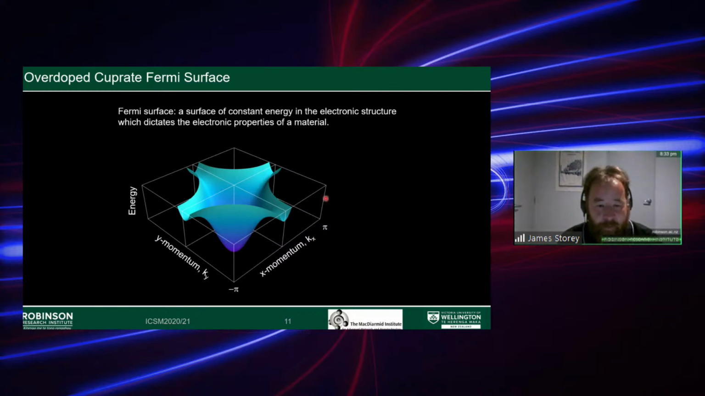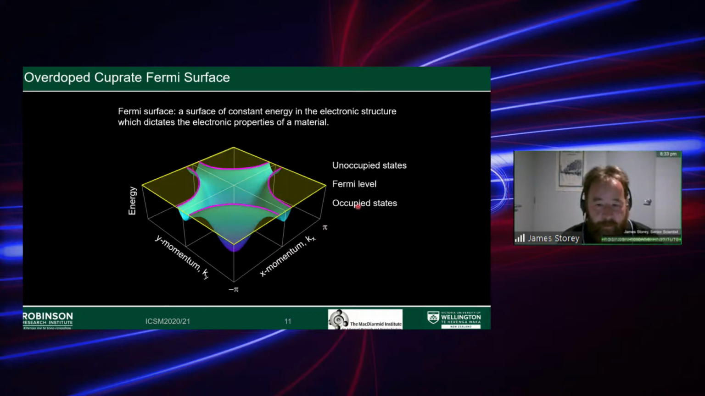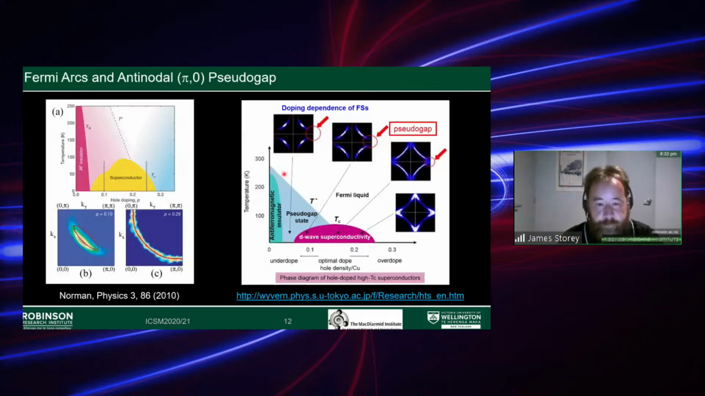This is what we expect the overdoped electronic structure to look like. And obviously the Fermi surface is that region separating occupied from unoccupied states, and is hole-like because it encloses the unoccupied states. In 1998, angle resolved photoemission showed us that the pseudogap opens near the zone boundaries at the so-called antinodal regions, leaving these ungapped regions of Fermi surface which came to be known as Fermi arcs.